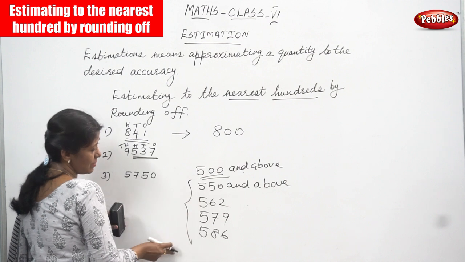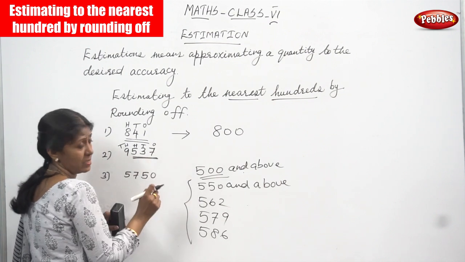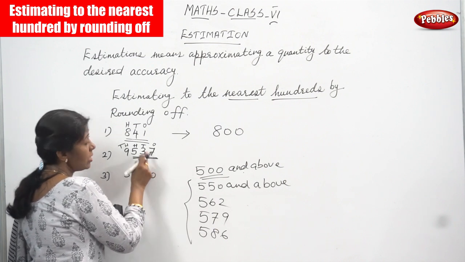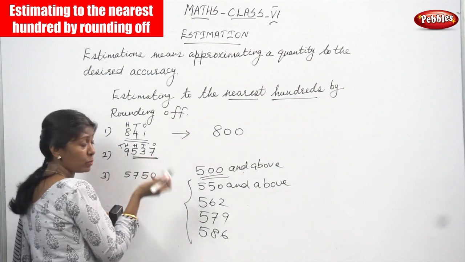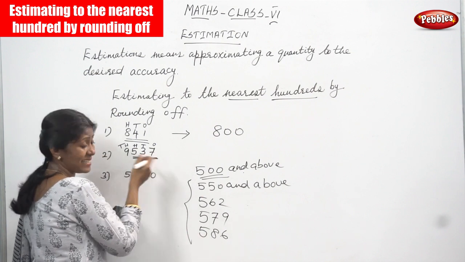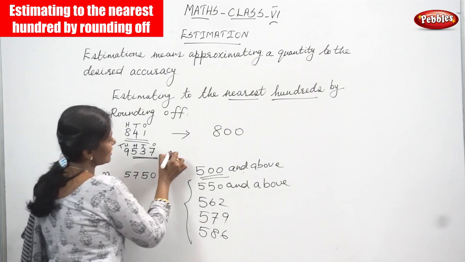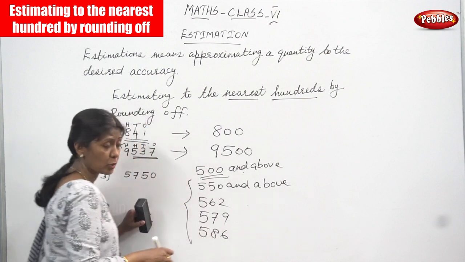So if the numbers come like this, what you're going to do, you change to 9,600, because you have to write the nearest 100. It's 9,600, but this is 537. You have to change to the nearest 100, but at the same time you have to consider the tens and ones. I've told you already. So 37 is less than 50, so you have to write the nearest 100 as 9,500. I think you understand.